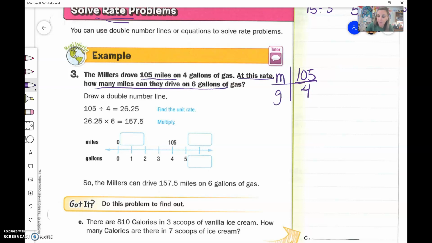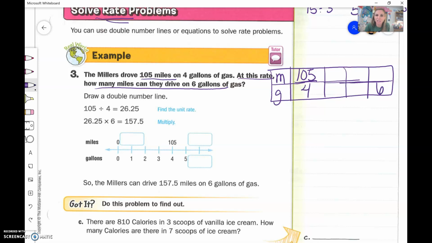So just so that we can remember, we're going to make it like a ratio table. It'll make it easier, okay? But I want to know, and I'm just going to put a couple of extra spaces, what can I do when I get to 6? How do I get from 4 to 6? Well, the first thing we should do is find a unit rate.